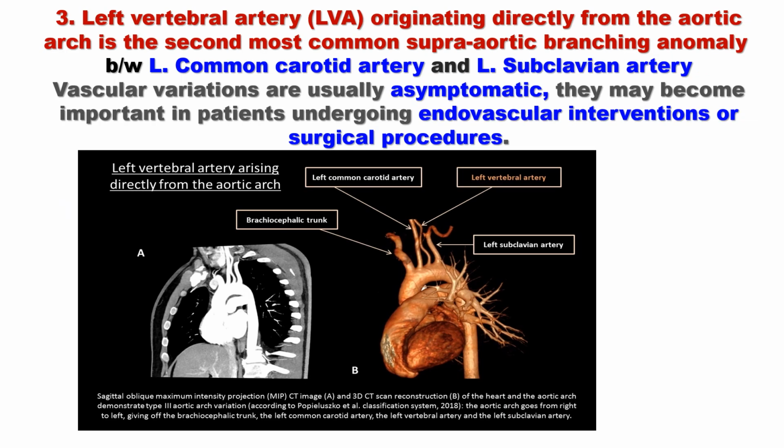The next common type of anomaly is a left vertebral artery arising directly from the arch of aorta between the left common carotid artery and the left subclavian artery. Vascular variations are usually asymptomatic. They may become important in patients undergoing endovascular interventions or surgical procedures.